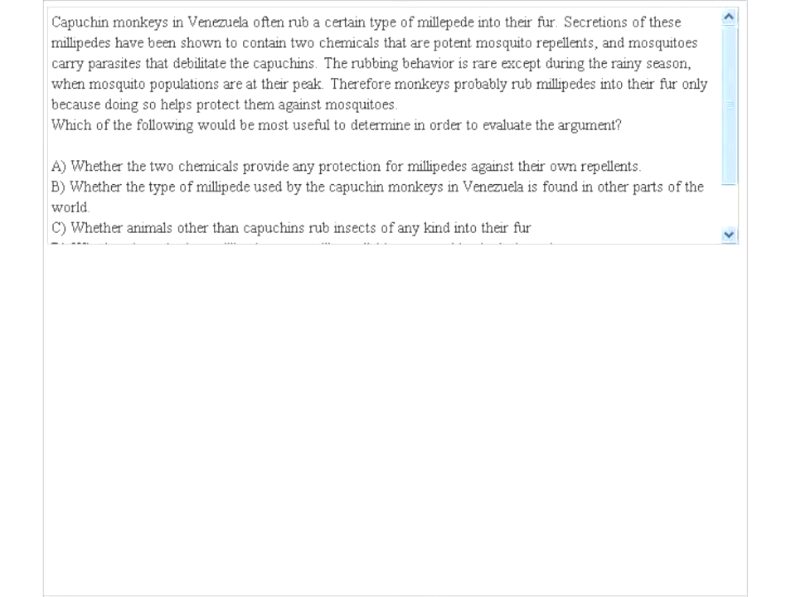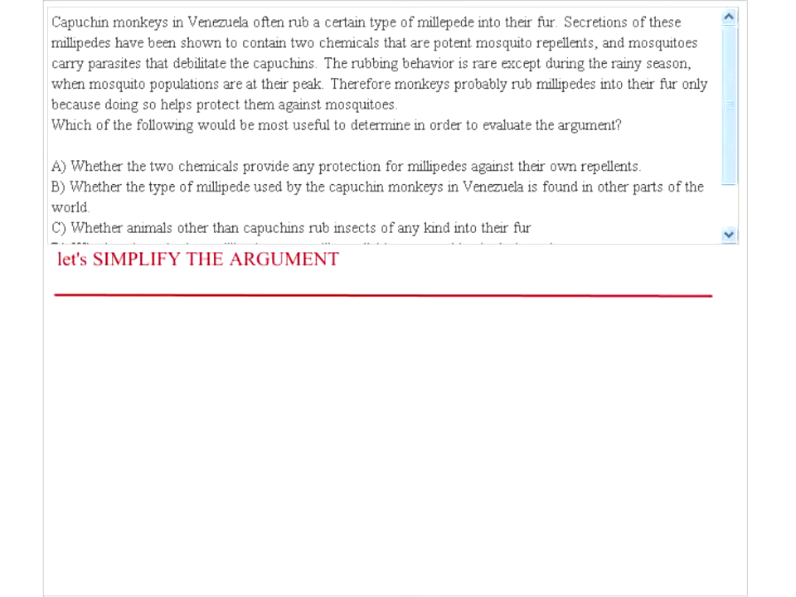Remember the goal here. Let's simplify the argument. But when you simplify the argument, by the way, you've always got to have at least one premise and at least one conclusion. You can't just give the conclusion. So if you want a template to fill in, you should have a blank, therefore a blank. So let's go ahead and fill this in.